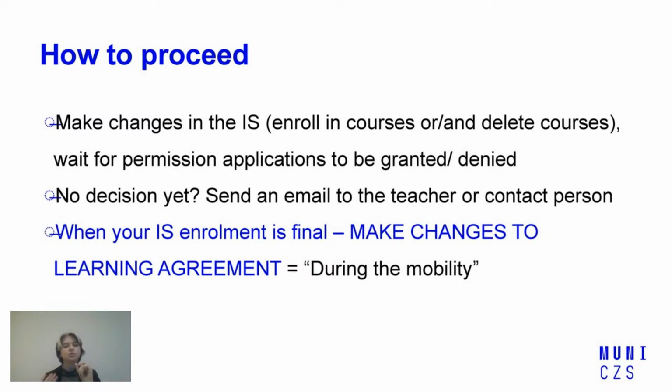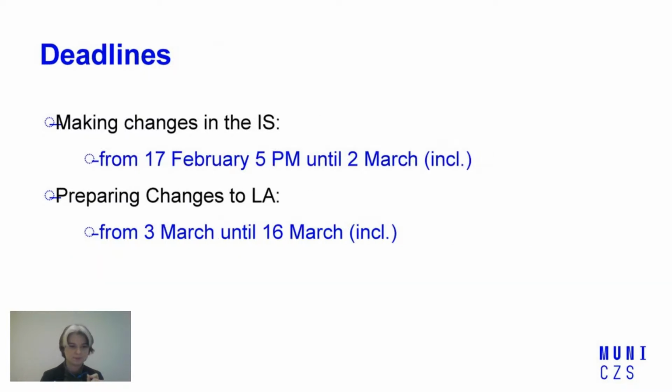And when you finally know which courses you're taking, we have those first 2 weeks of the semester starting next week. Then you can make changes to the learning agreement. And those are the during-mobility learning agreements. The deadline, once again, for making changes in the IS is the 2nd of March. And then you have the 2 extra weeks for making changes in the learning agreement. So we have 4 weeks in total to do all of that. So, you have plenty of time.